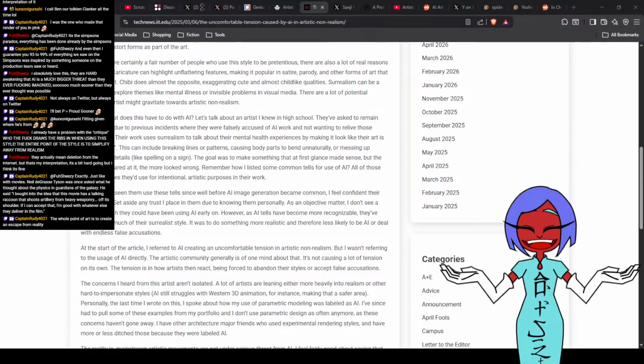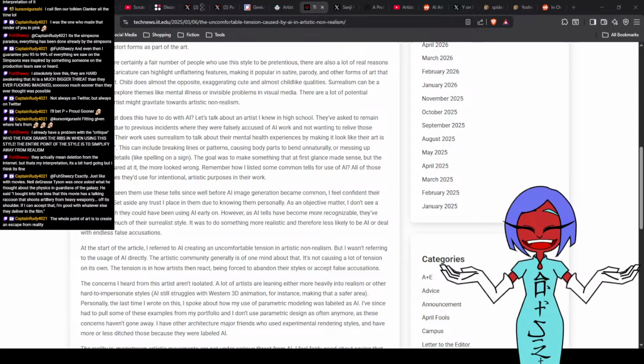Captain D says, exactly. Just like with movies, Neil deGrasse Tyson was once asked what he thought about the physics in Guardians of the Galaxy. He said, I bought into the idea this movie has a talking raccoon that shoots artillery from heavy weaponry off its shoulder. If I can accept that, I'm good with whatever else they delivered in the film. That's an unusually salient Neil deGrasse Tyson quote.